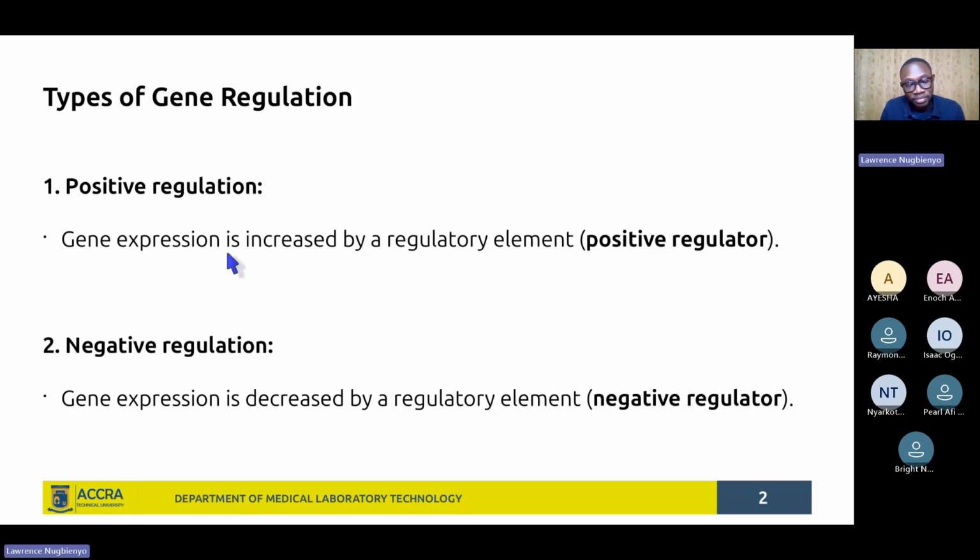And that's going to be by some regulatory element, which we'll refer to as a positive regulator. And negative regulation will be the opposite of positive regulation. And that is going to be a decrease in gene expression. And the regulatory element that will be responsible for that negative regulation, we refer to it as a negative regulator. So these two are simple and understood, the types of gene regulation that we have.